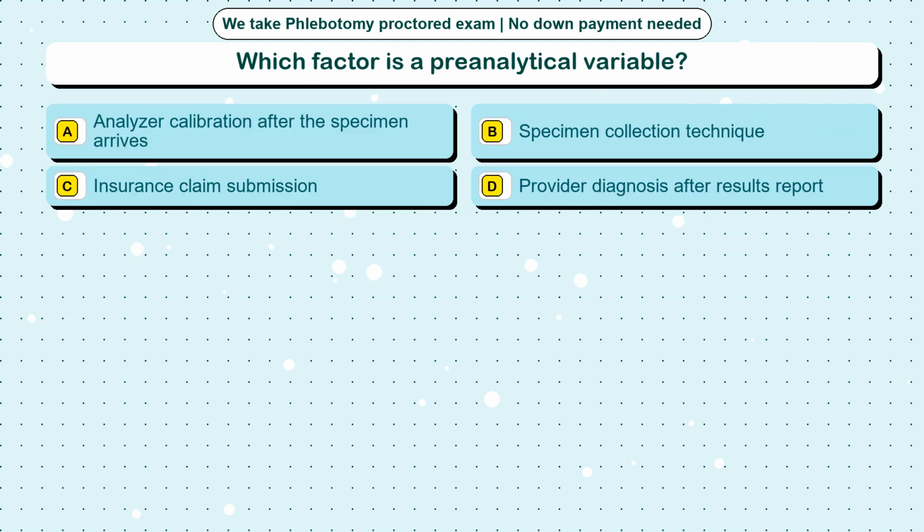Question 44. Which factor is a pre-analytical variable? Option A, analyzer calibration after the specimen arrives. Option B, specimen collection technique. Option C, insurance claim submission. Option D, provider diagnosis after results report.